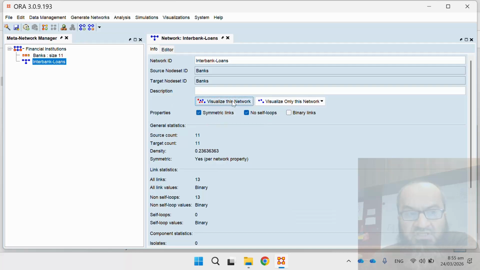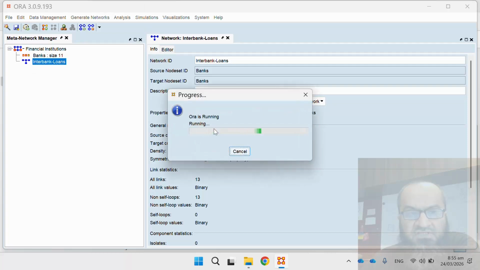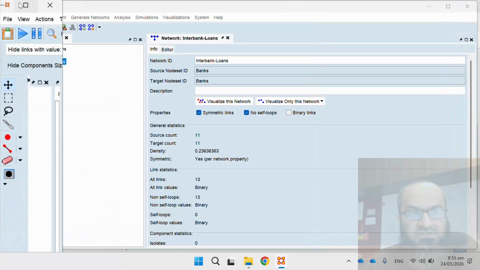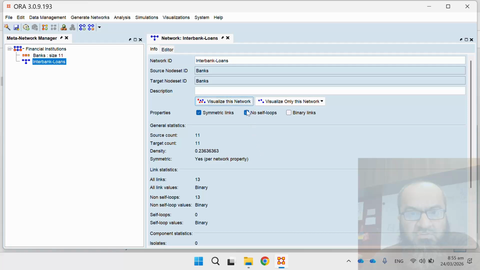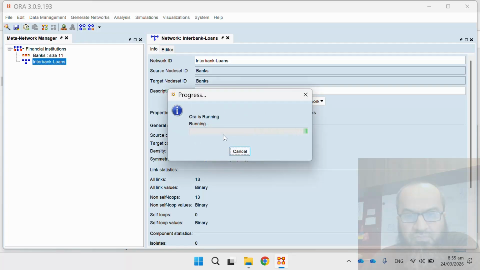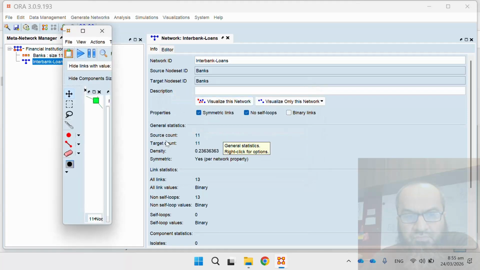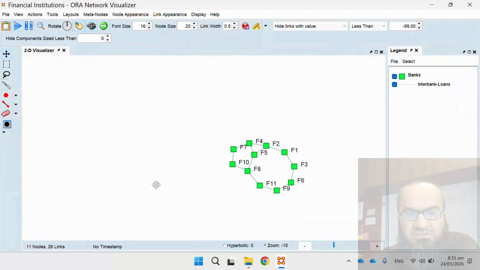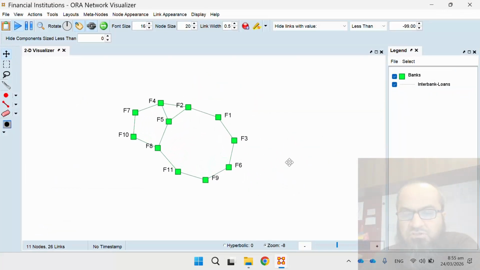so let's visualize it. A bug in the software: visualization usually does not work in the first instance, so we have to use it twice, as you see. So let's close it, call it again, visualize the network. And you can see that this is the network we were talking about.